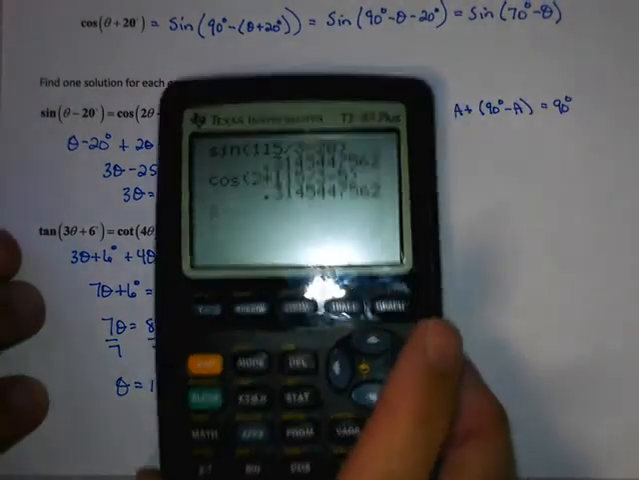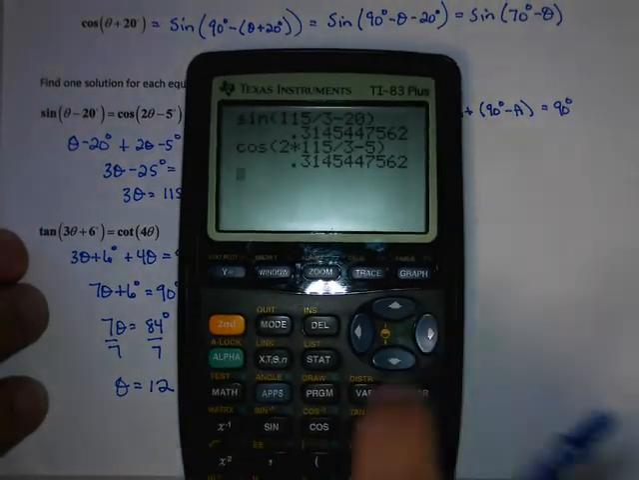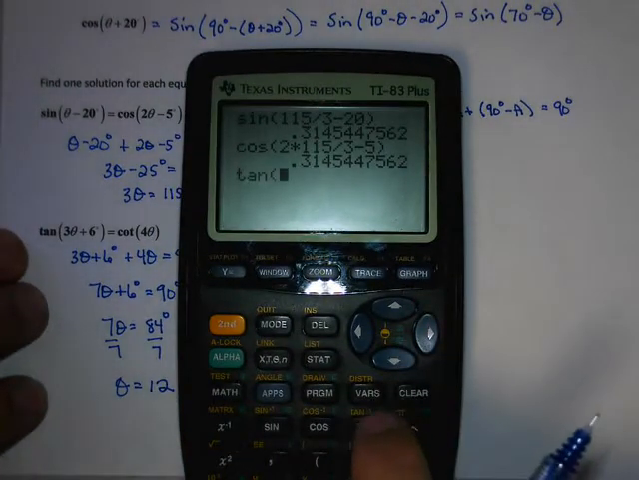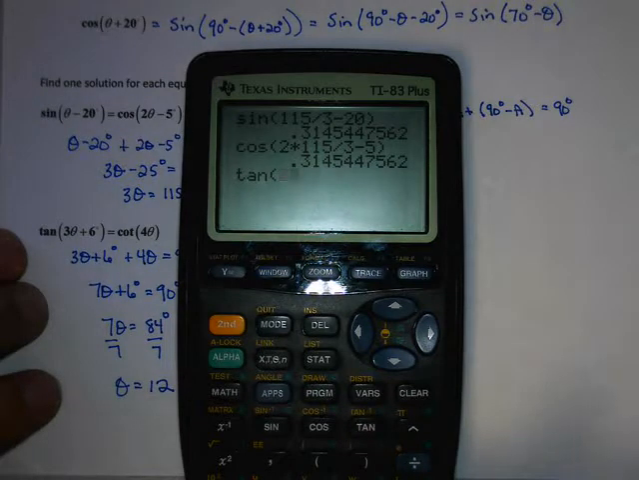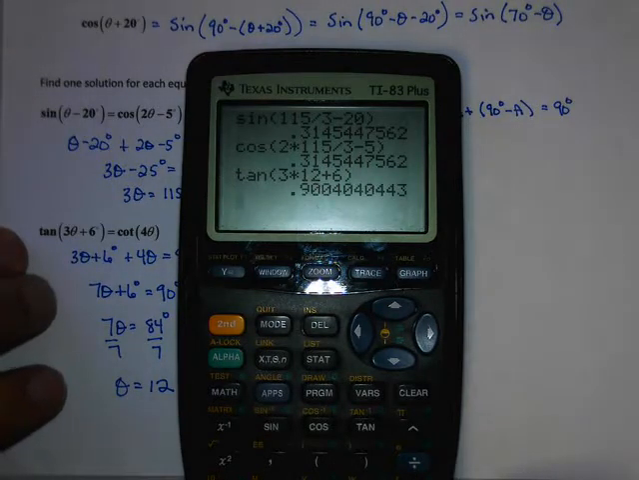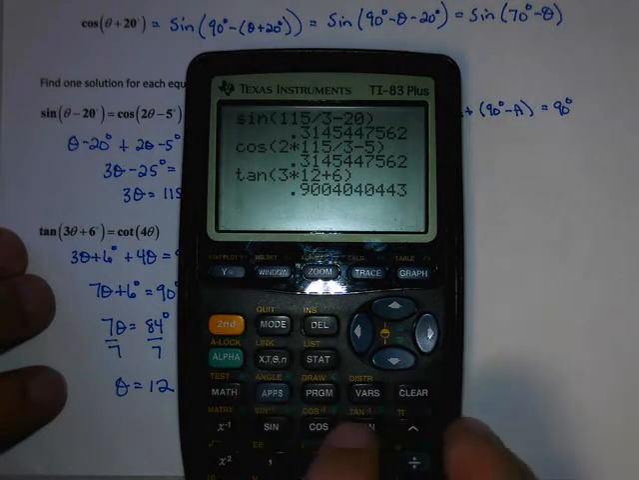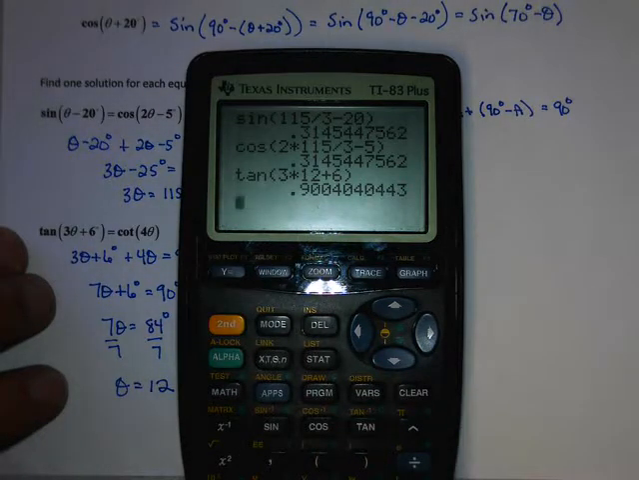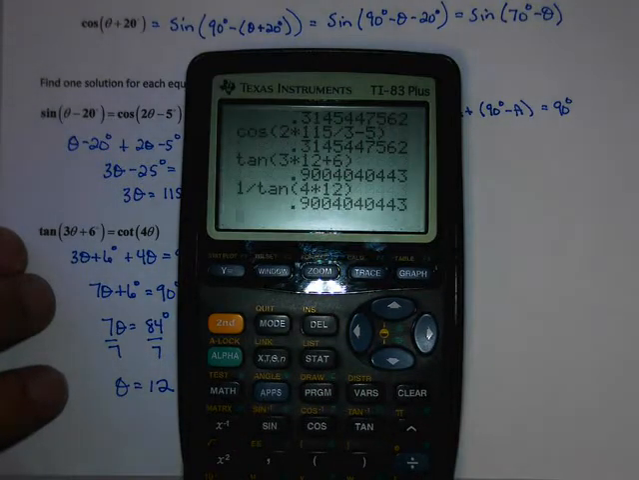Now if you want to put this into your calculator, we have a button for tangent, so we go tan of 3 times 12 plus 6, and we're going to get some value. Now how do we put cotangent into your calculator? You can't use second tangent. That tan to the negative first stands for an inverse tangent. So what you would have to do is go 1 divided by tangent of 4 times 12. And we should get that same value.